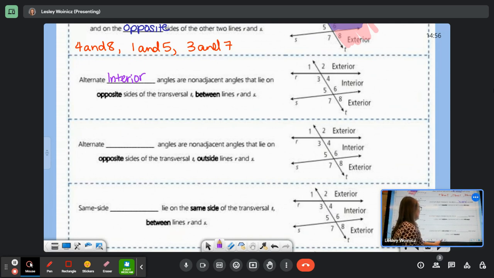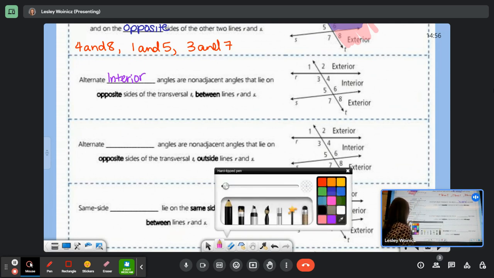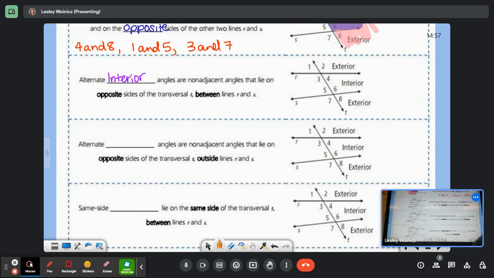So when it says alternate, that means, what is happening? Okay, I don't know. Guys, my board is being a little weird. The interruption. Okay.